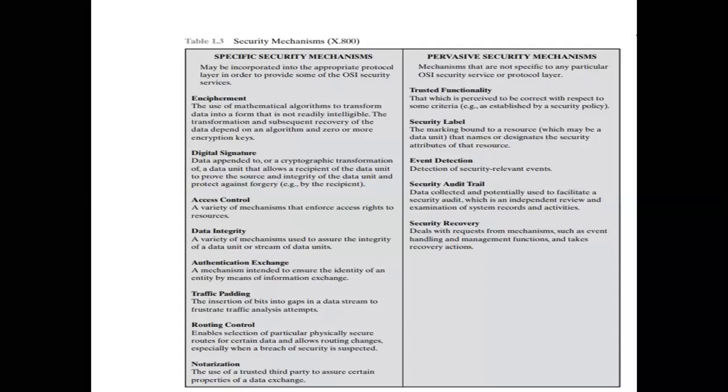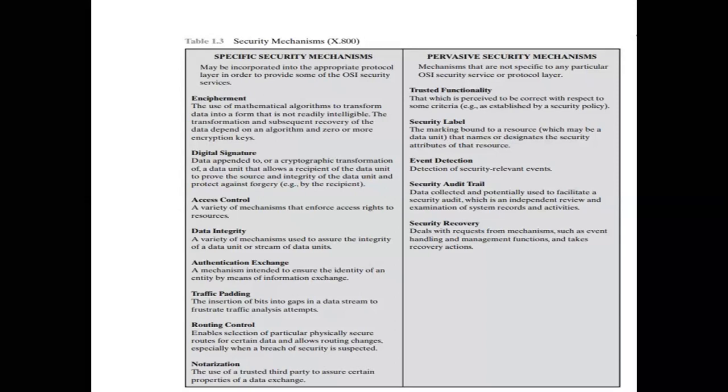So once the data is modified, you can identify that some data has been modified. So how do you get the original data? By using the security recovery process, which is one of the pervasive security mechanisms. These are the security mechanisms you mainly have to use in cryptography.